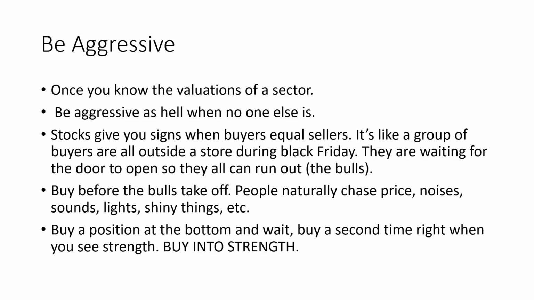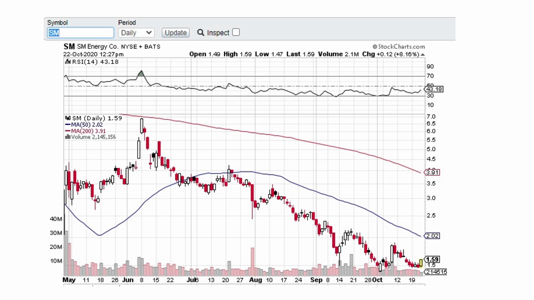Buy a position at the bottom and wait. Buy a second time right when you see strength. That's called cost averaging in, and I say buy into strength. You don't want to buy into weakness, you want to buy into strength. Next, here's SM Energy. This was back in the day. I was just showing you that it's coming down. You've got nice big chart patterns all through here, and I was buying in this portion right in here.